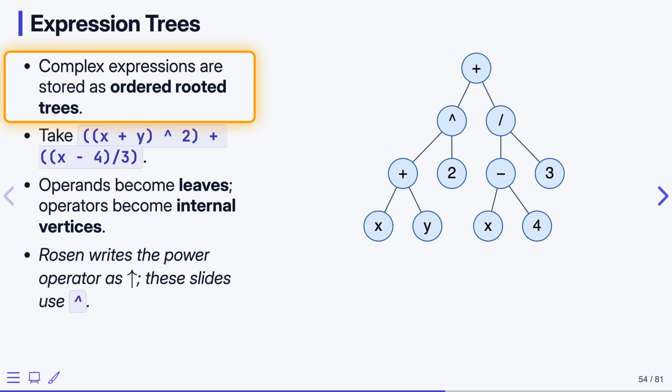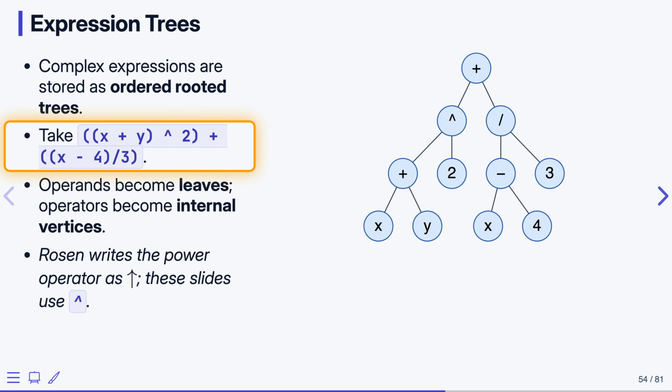Trees give us a clean way to store a maths expression. We use an ordered rooted tree, and we call it an expression tree. Take this expression. In brackets x plus y, close bracket, raised to the power 2, plus, in brackets x minus 4, close bracket, divided by 3.